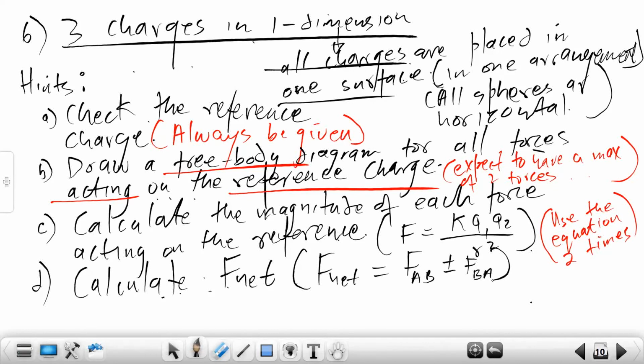Yes, sir. I was looking at calculating the net force, the F net. I realized that you said F net equals F of AB plus or minus F of BA. But according to my investigations, it's more of net force equals F of A on B plus or minus F of C on B. It would seem that B is sort of our reference charge in a way.